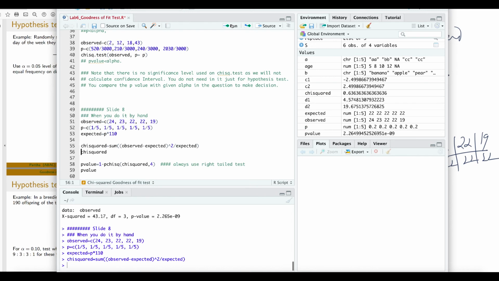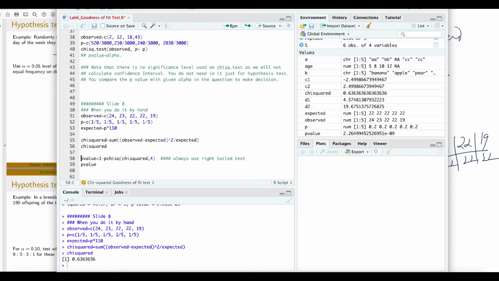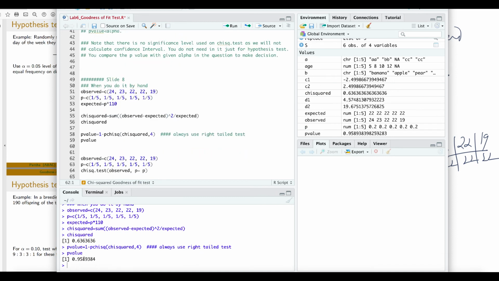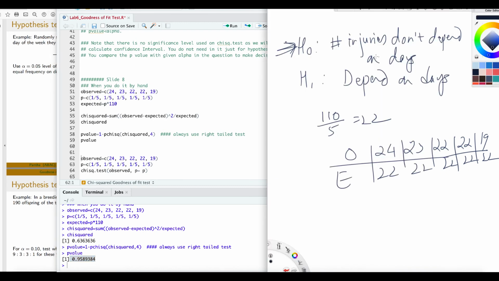So what is the chi-square? Chi-square is the same formula, observed minus expected squared divided by expected. That is the chi-square. So the p-value is 1 minus the chi-square probability again. The p-value you got is a very, very big number. You see that? That means we do not reject the null hypothesis, meaning that they are all equal. The injuries do not depend on those days listed there.